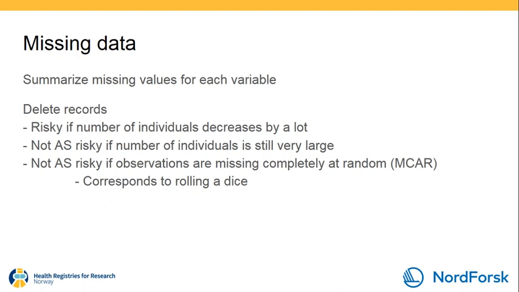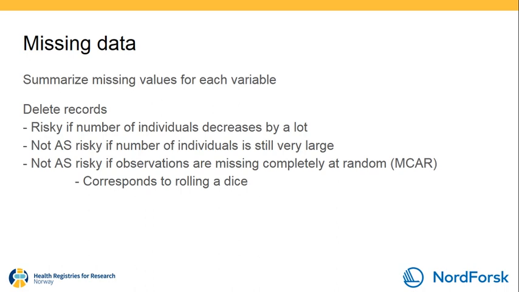Next, we'll look at missing data and how to handle that. And what I always do is to summarize missing values for each variable, at least if I have a number of variables that is easy to handle. If I have 200 variables, I don't necessarily look at the number of missing values for each variable, but maybe I would summarize and then sort them according to the number of missing variables so that I know which variables have lots of missing values and which variables do not have this problem. One approach to handling missing data is to just delete records with missing data.